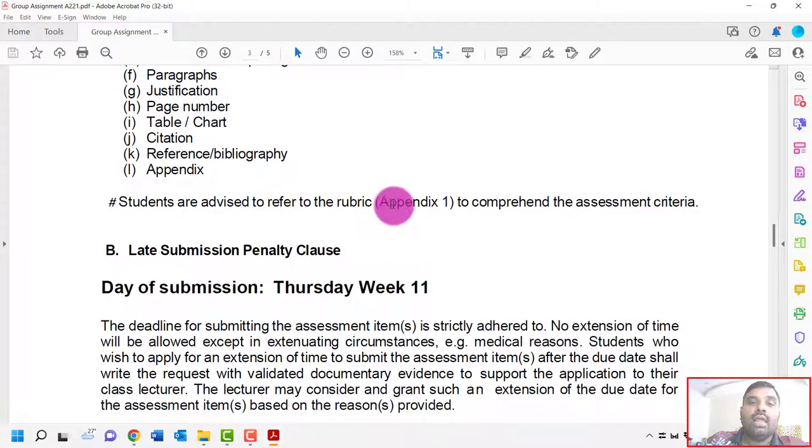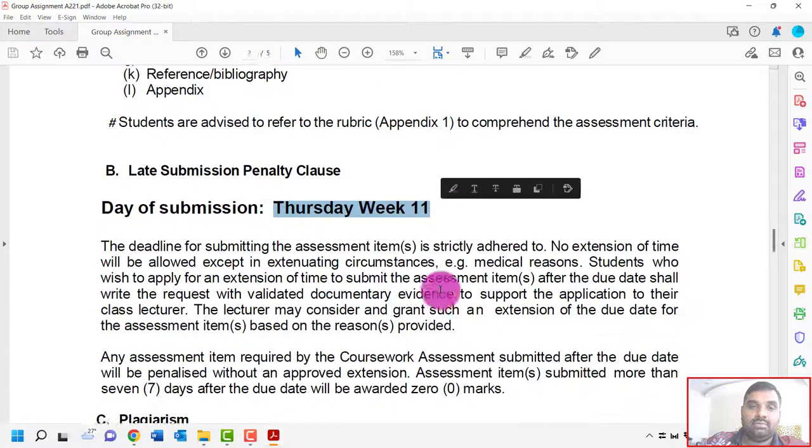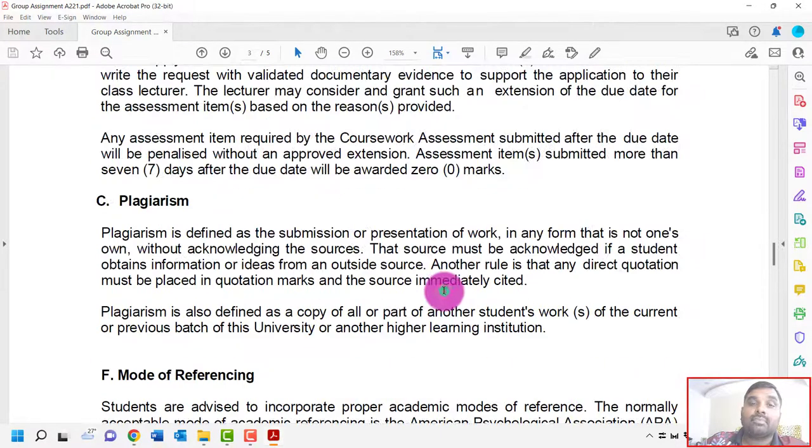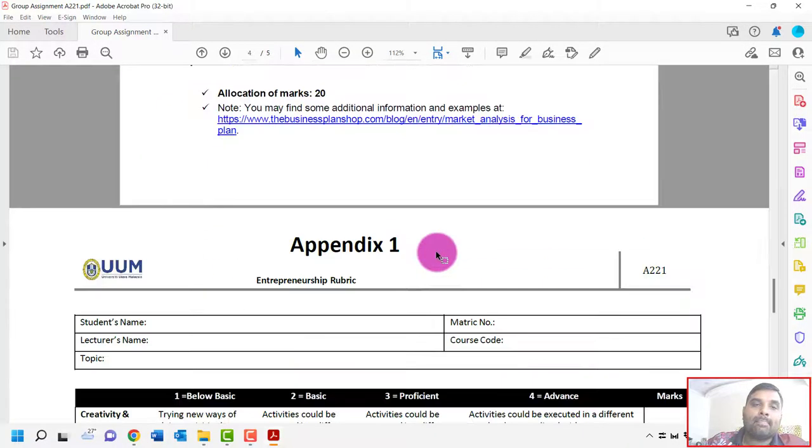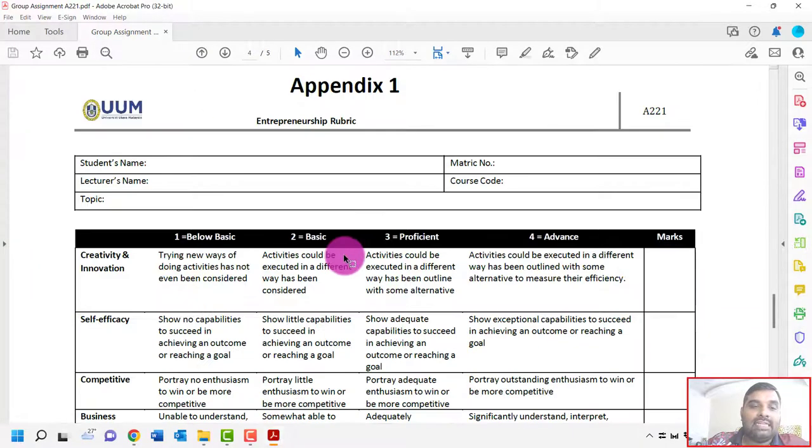And please include the appendix. Rubric appendix when you submit your assignment. So you have to submit your assignment in week 11. I did not put a date because changes of semester happen due to some circumstances. So that's why I put week 11. So you have to include this one, appendix one.